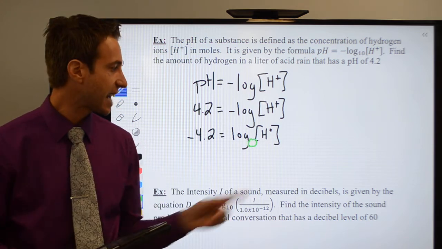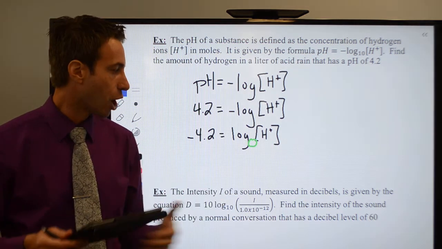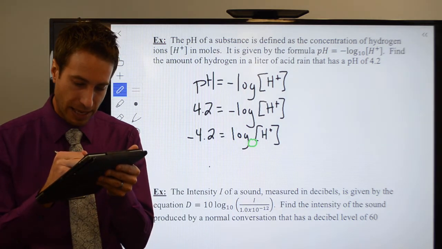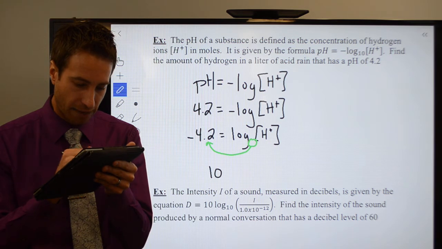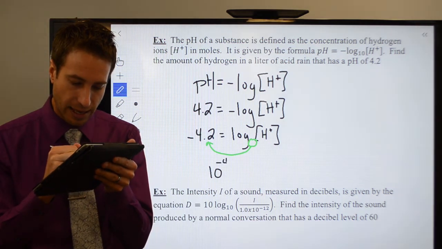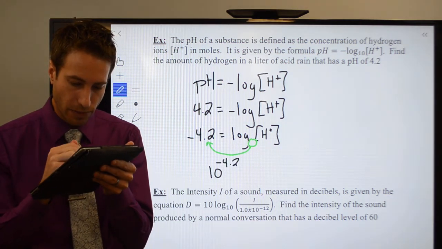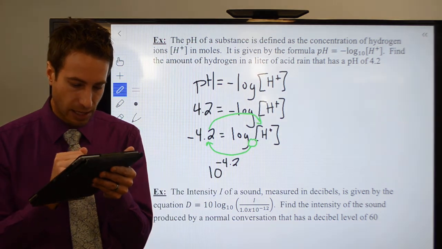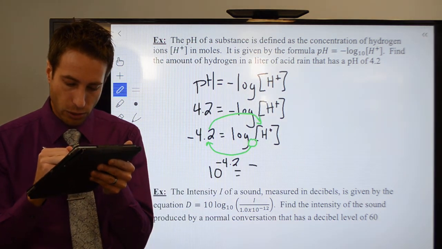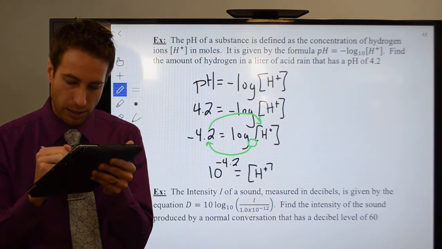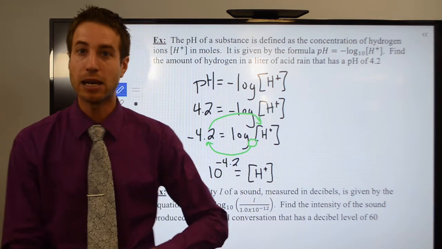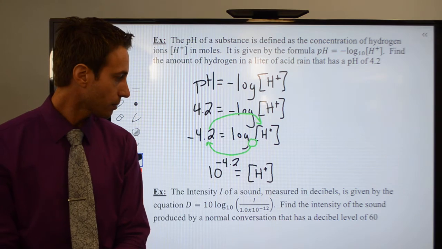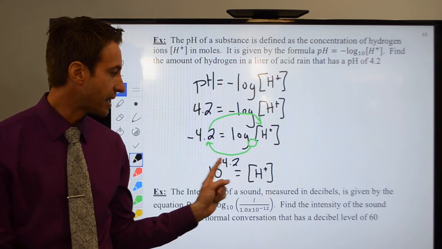Remember, it's a base 10. We don't have to write it, but it's implied. You always start with the base. So I'm going to have a base 10. And then I work my way around the equal sign. So negative 4.2. So 10 to the negative 4.2. Work my way back around, it's going to be equal to the hydronium ion concentration. Again, in chemistry, the brackets mean moles. So here we go. 10 to the negative 4.2.